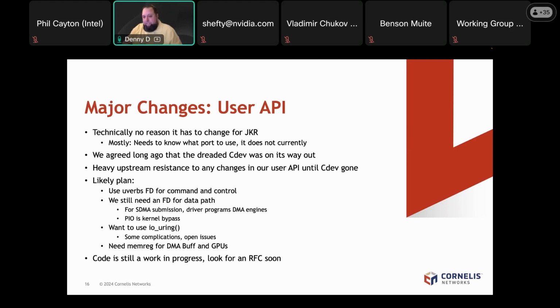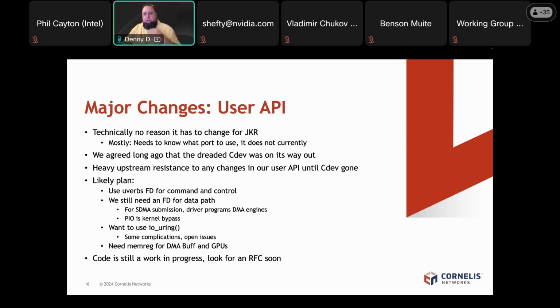There's a lot of heavy resistance to us changing our API until we get rid of that CDEV. This is something that I don't necessarily see eye to eye on, but I've been overruled time and time again by the kernel community about this. So we are going to acquiesce to their demand, and it will go away. The plan right now is looking like we're going to use the uverbs FD as our command and control path. So opening contexts, setting up TID receives, things like that, sending SDMA requests.